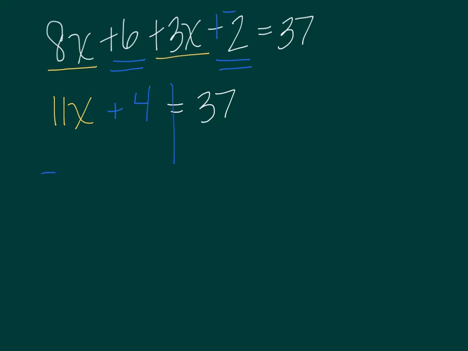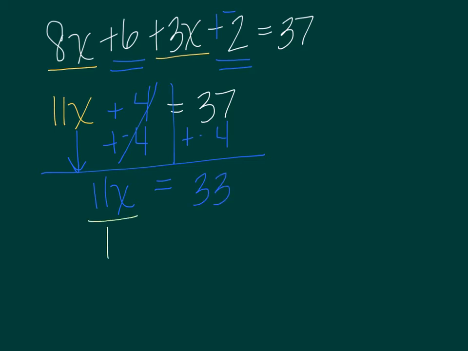Whatever I do to the left side, I have to do to the right side. So I'm going to add a -4 to both sides so that it cancels out on the left. And then I'm left with 11x equals 33. Then I'm going to divide by 11 on both sides, and I get x equals 3.